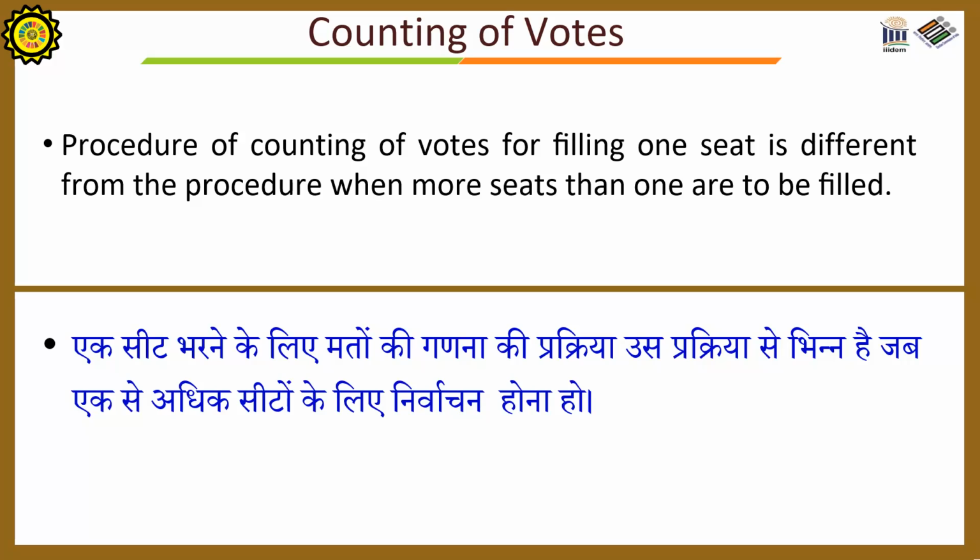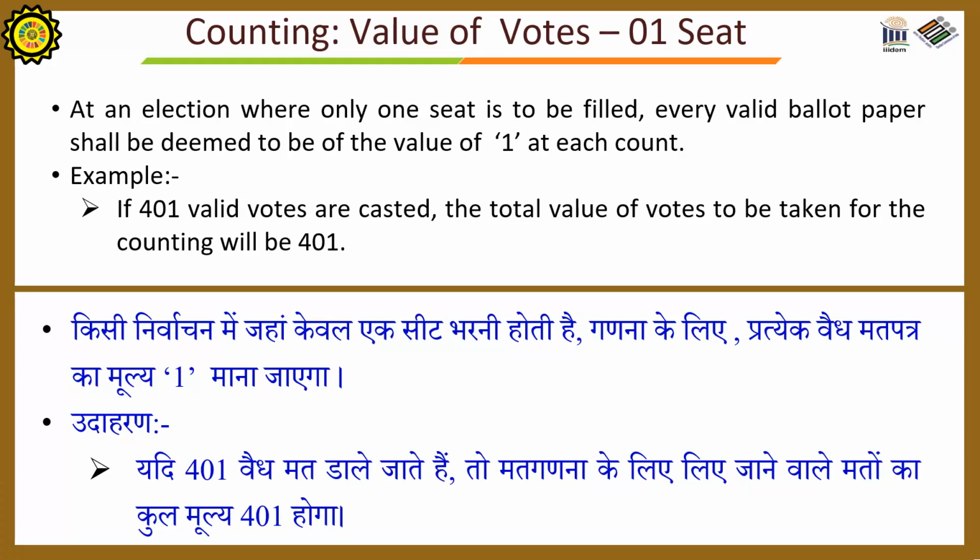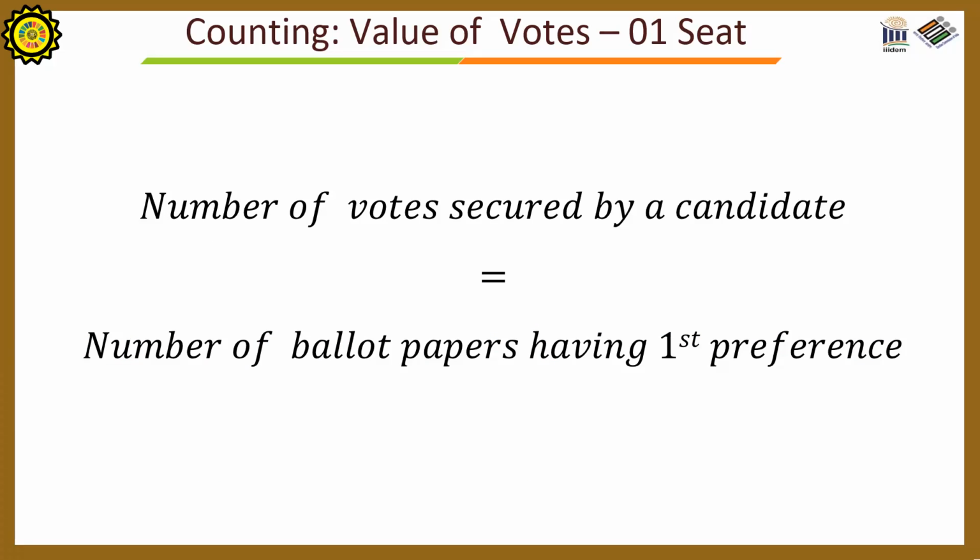Counting of votes. The procedure of counting of votes for filling one seat is different from the procedure when more seats than one are to be filled. At an election where only one seat is to be filled, every valid ballot paper shall be deemed to be of the value of 1 at each count. For example, if 401 valid votes are cast, the total value of votes to be taken for the counting will be 401. So the number of votes secured by a candidate will be equal to the number of ballot papers having first preference.